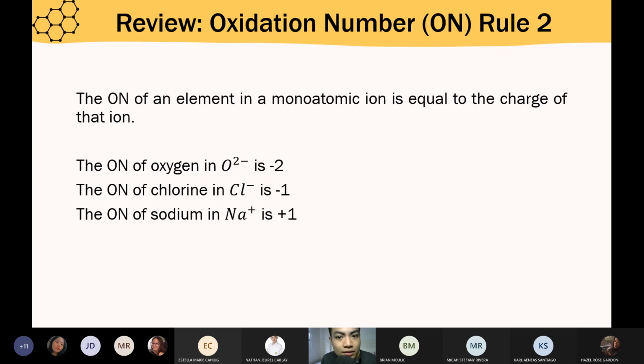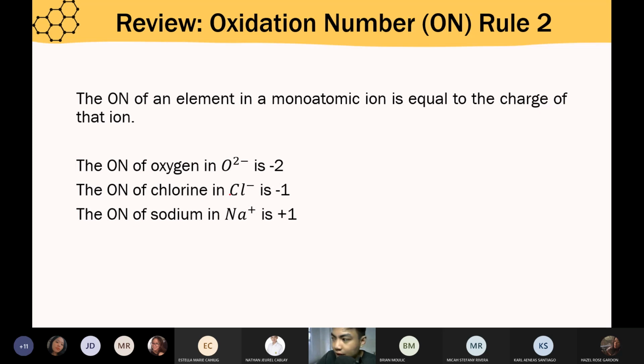Okay, so the next rule pertains to monoatomic ions. Okay, so when you say monoatomic ions, these are single atoms with charges. Okay, so ano daw ang oxidation number nila? Eh di obviously, kung ano yung charge nila. Okay, so sabi dito, the oxidation number of an element in a monatomic ion is equal to the charge of that ion. So, ibig sabihin, for oxide ion, the oxidation number of oxygen is negative 2. Why? Because the charge of the oxide ion is negative 2. Therefore, the oxidation number is negative 2.